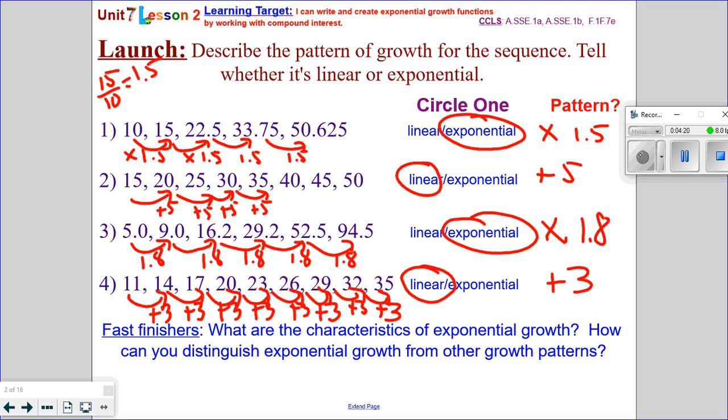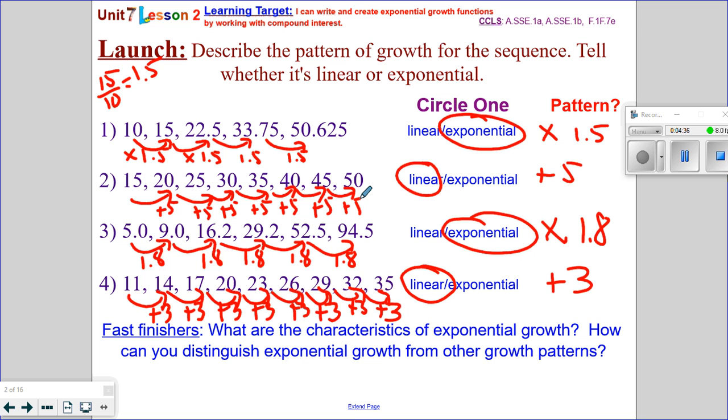So here we are. So number 2 is obviously you're adding 5, and that is linear, right? You're adding 5 all the way through. Next one, 35 plus 5, 40 plus 5, and 45 plus 5 is 50, and that's linear.